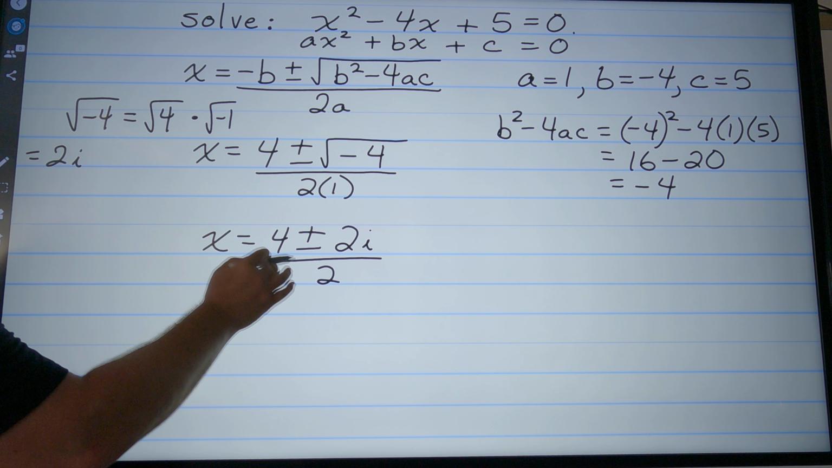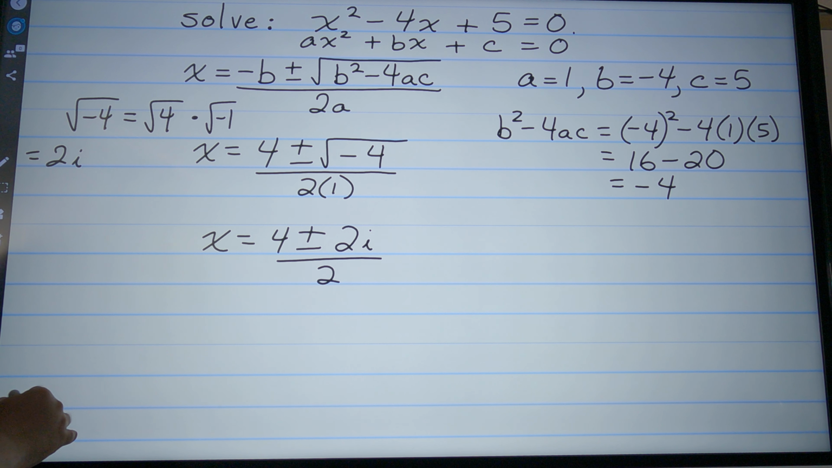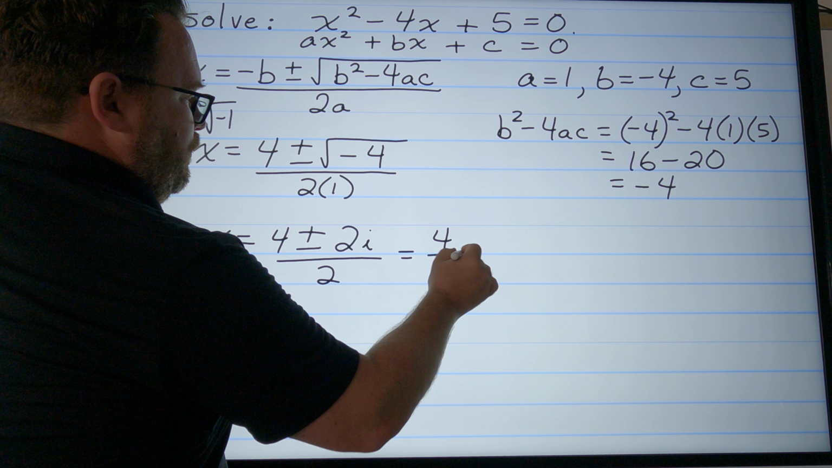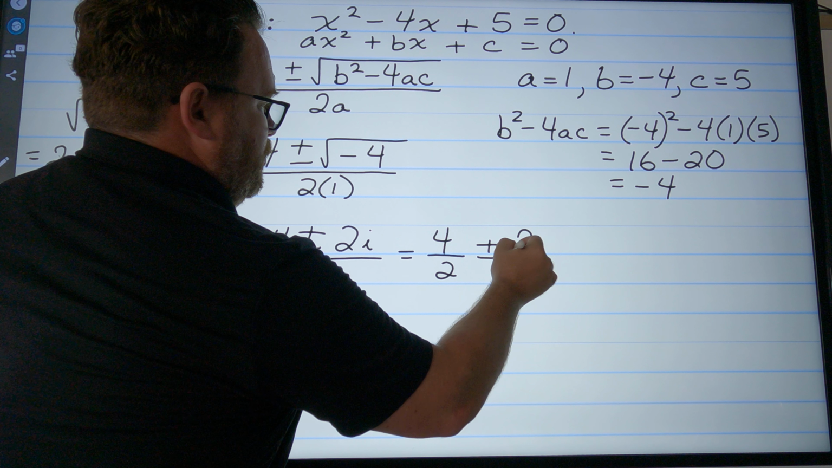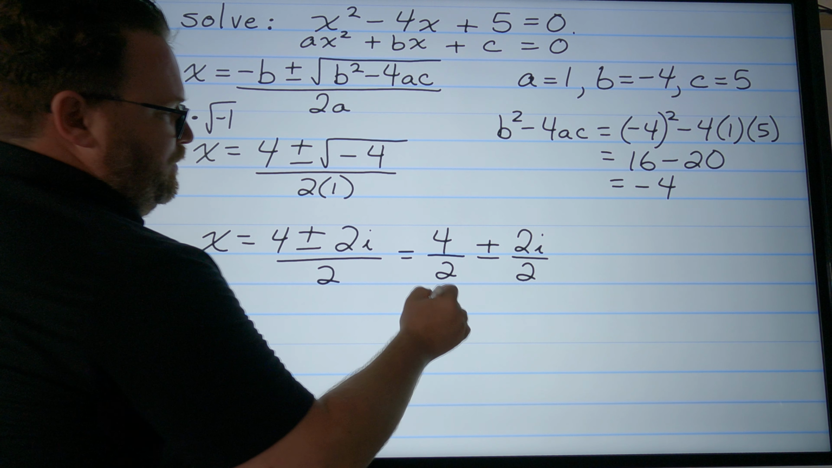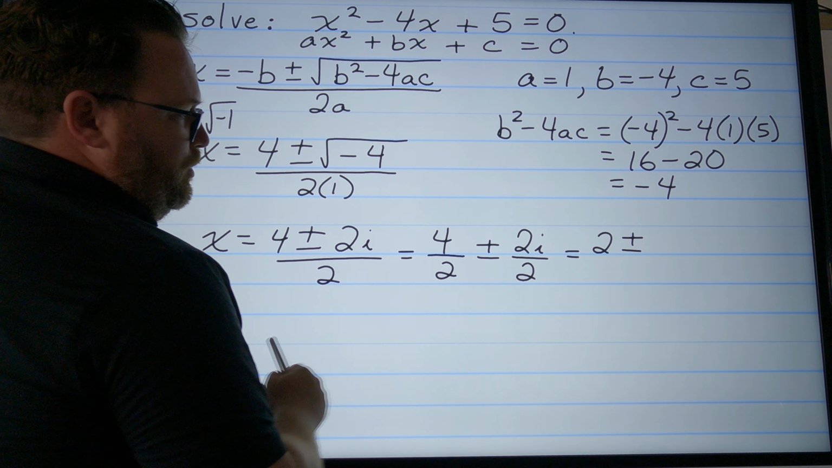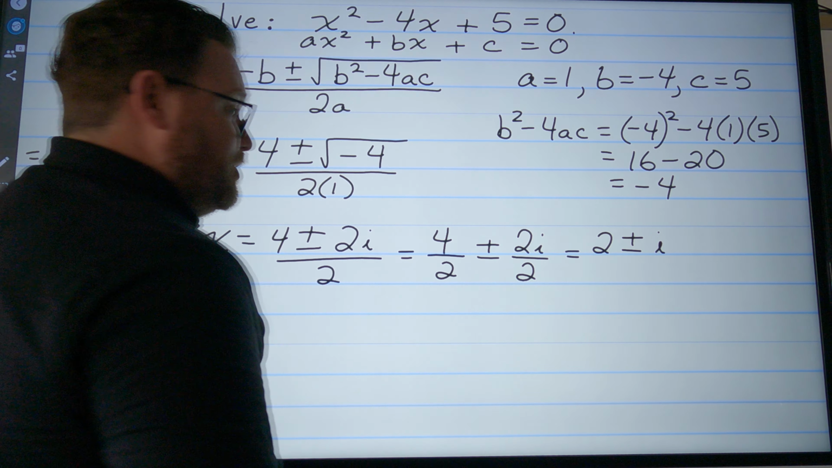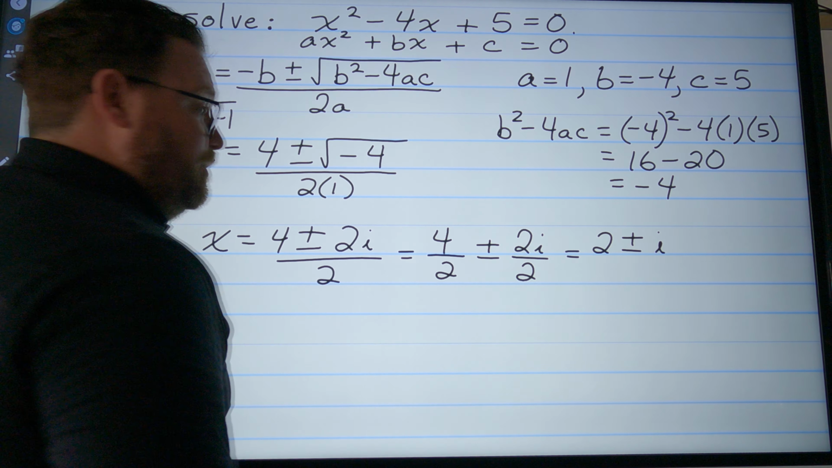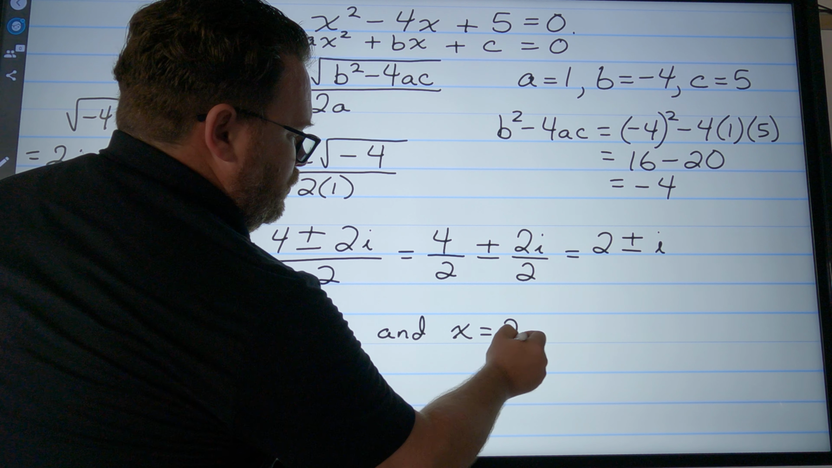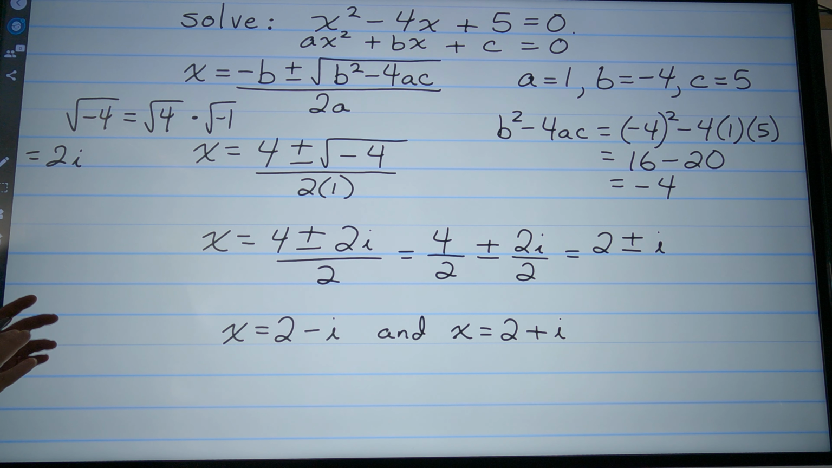Now notice both 4 and 2 are divisible by 2. So if I broke apart the fraction, I'd have 4 over 2 plus or minus 2i over 2. And that would simplify. 4 divided by 2 is 2. Plus or minus 2 divided by 2 is 1, so 1i, and we don't have to write the 1, so 2 plus or minus i. And that actually represents two solutions. So the two solutions are x equals 2 minus i, and x equals 2 plus i. So those are the two complex solutions to this quadratic equation.